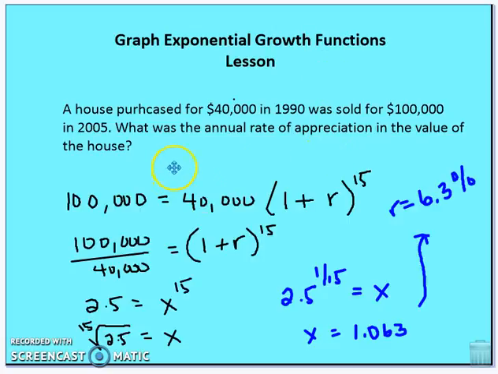All right, 100,000 is equal to 40,000 times 1 plus r to the 15th. You're going to divide both sides by 40,000. 2.5 is equal to x to the 15th. Take the 15th root of 2.5, and you'll end up with x is equal to 1.063. Remember, we're finding out what 1 plus r is, so we'll have to subtract the 1 from this value, and we end up with 6.3%.